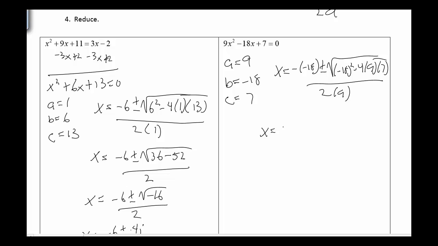Alright, well a negative negative is a positive, so it's positive 18. I would go to a calculator at this point, so 18 squared, we get 324. 4 times 9 times 7, we get 252, all over 18. Alright, so 324 minus 252, we get 72.